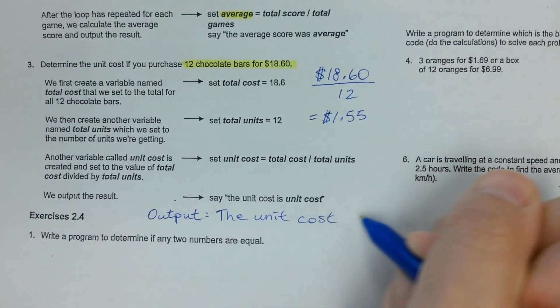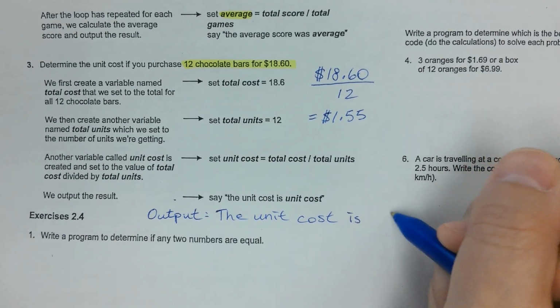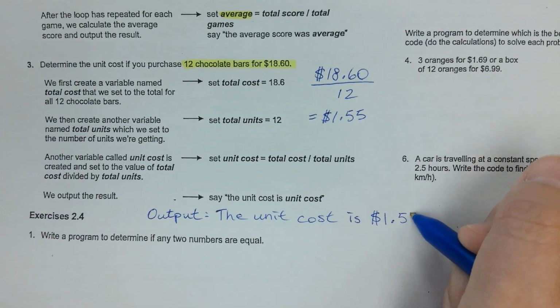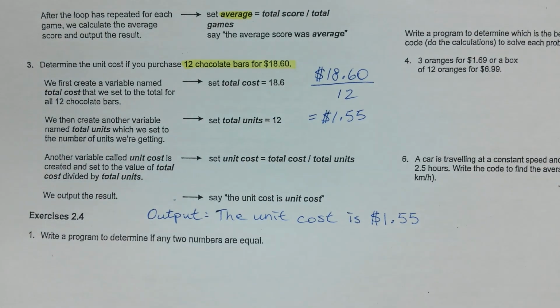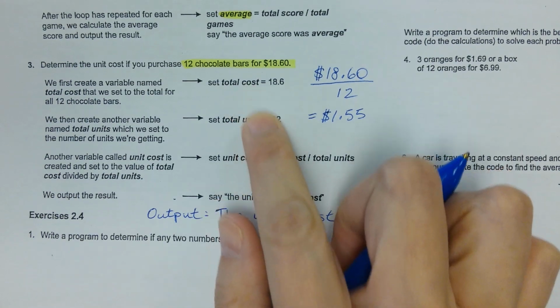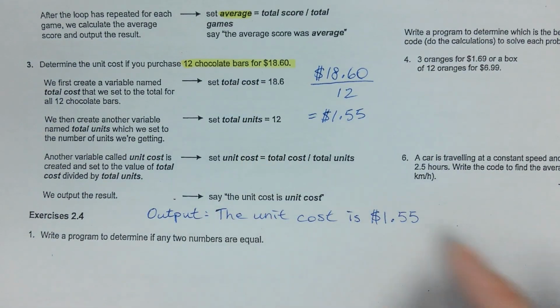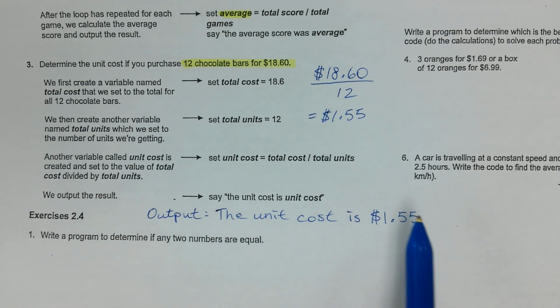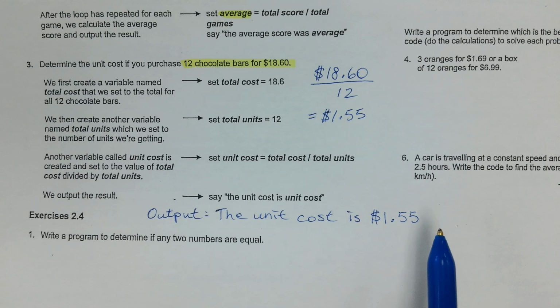So on the test, I might ask you guys this. Is $1.55. Okay. So I could technically not understand anything with coding, but I can still answer the question because I know how to calculate unit costs. But right here, if I write this on the test, I'm going to lose half a mark.